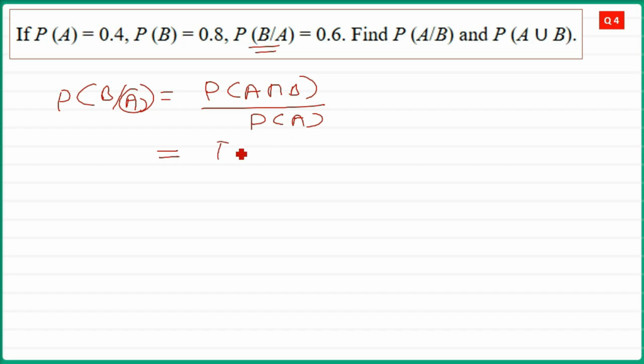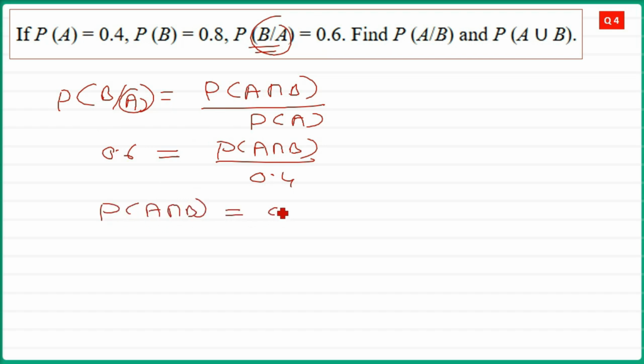Oh, it's not given. So let's write P(A intersection B) like this. P(A) is given, yes, of course, 0.4 is given. P(B|A) is given. Yes, it's 0.6, so write it here, 0.6. So P(A intersection B) equals 0.6 into 0.4, which is 0.24. Six fours are 24.